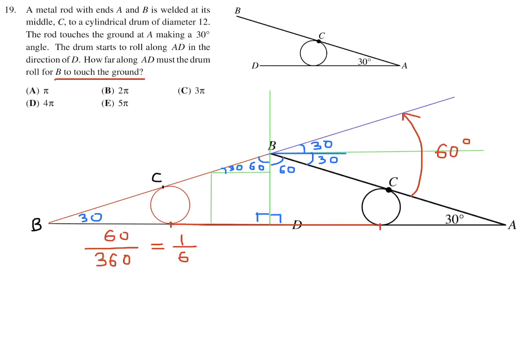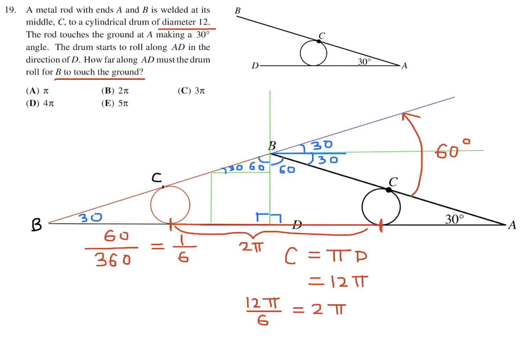So, how do we figure out what is 1/6 of the circumference? We figure out the circumference, which is pi times diameter. The diameter we've been given is 12, so the circumference of the circle is 12 pi. We've traveled 1/6 of it, so 12 pi over 6 is 2 pi. That's how much we've traveled. From here to here is 2 pi.